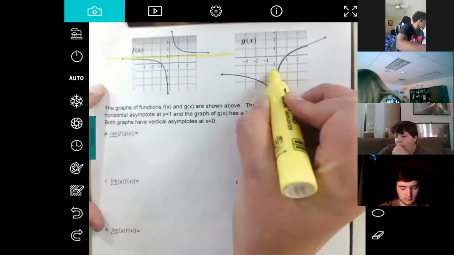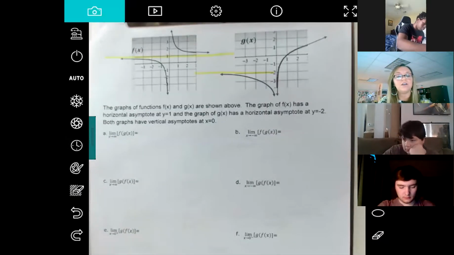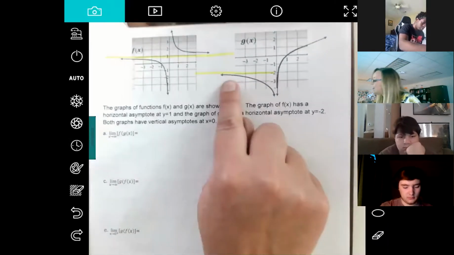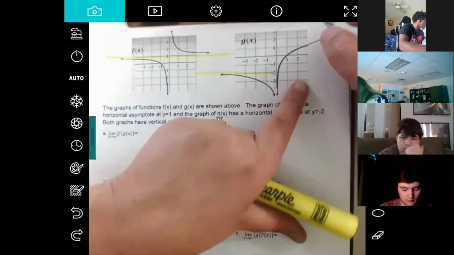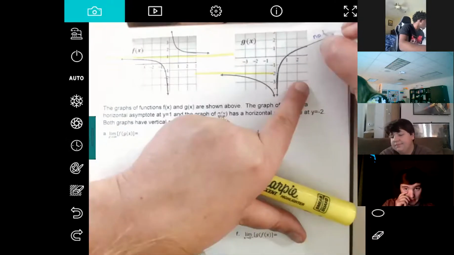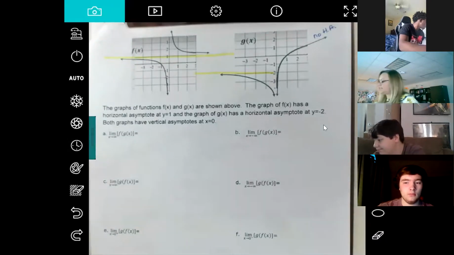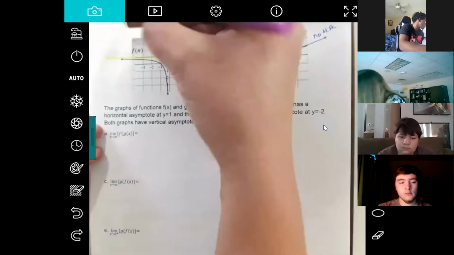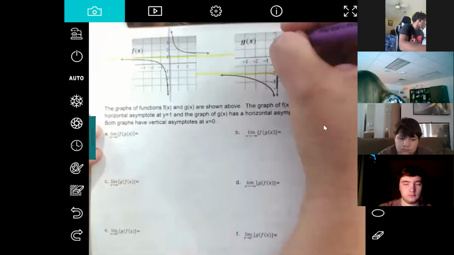Now notice, I don't know if you remember this from pre-cal, but you can have an asymptote only go in one direction. For example, this one to the left, I have an asymptote, but it does not tell me I have an asymptote here, so that side has no asymptote. When I say HA, I mean horizontal asymptote. Then it says finally, both graphs have vertical asymptotes at 0. So this is a vertical asymptote and this is a vertical asymptote.